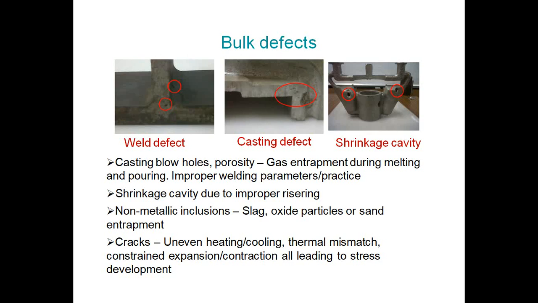Suppose there are improper welding parameters or practices we are using, then we are going to get this kind of defects. Normally the shrinkage cavity you are going to get due to improper risering. Non-metallic inclusions we get because of slag and oxide particles or sand entrapment. Even we get cracks because of uneven heating or cooling, or any thermal mismatch, or constrained expansion or contraction. This all leads to stress, so that we are going to get this kind of three-dimensional defects.